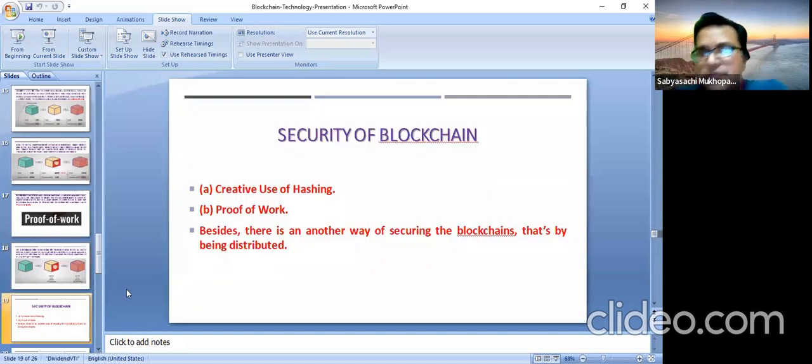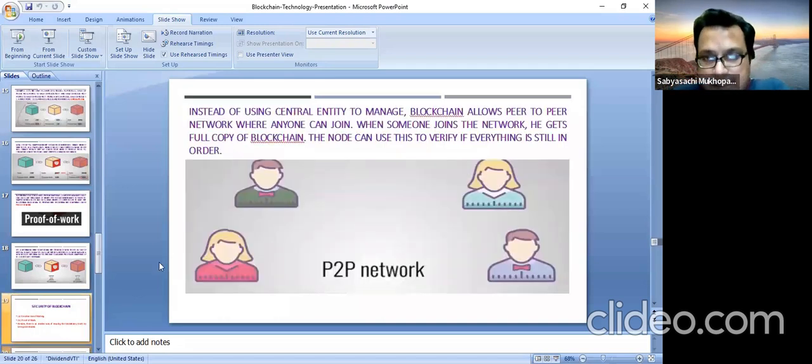Then we talked about the security aspects, that apart from the hashing or the proof of work, there is another way, and that particular concept is the consensus concept. Before going to that, we discussed the P2P network. What will the P2P network do? It will give access to the blockchain to anyone in the network. So if new people enter, they will get the full copy of the blockchain, and the node will be there to verify whether everything is in order or not.